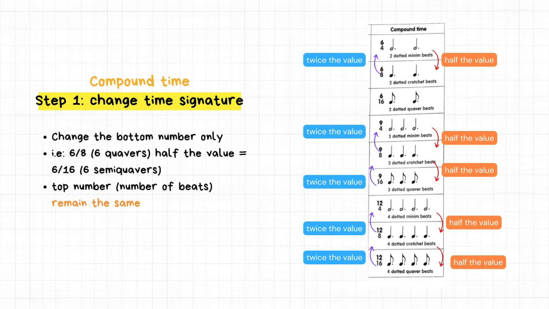For compound time, we'll do the same. We also only change the bottom number. For example, 6-8, 6 quavers. After half the value, it will become 6-16, which is 6 semiquavers. The top number, which is the number of beats, will remain the same. In this diagram, we see the examples for compound time after twice or half the value.